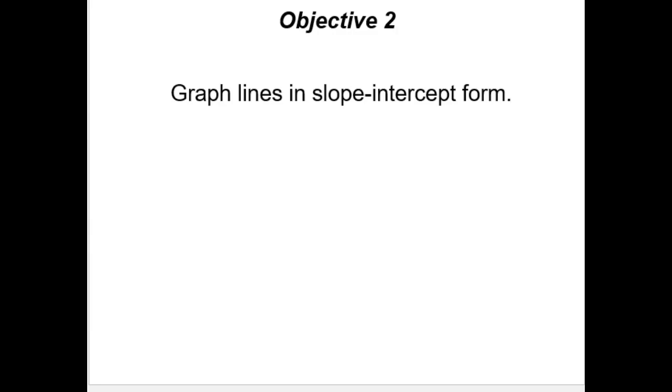Hello and welcome to the second of 3 lessons about slope-intercept form of the equation of a line. In the last one we learned how to use slope-intercept form of the equation of a line, and just to remind you, slope-intercept form of the equation of a line looks like this.